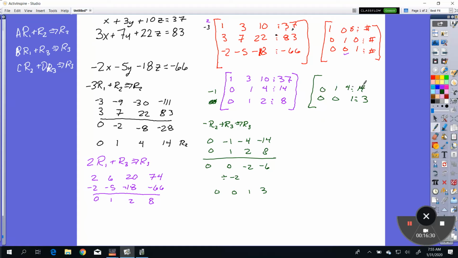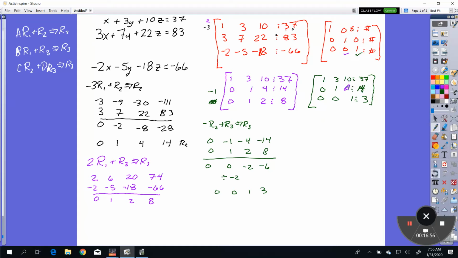That's a 14. 1, 3, 10, 37. Okay, so I've now got to here. I now need to get this 0, that to become a 1, that 0, and that 0. So I have 4 more steps still. So I need this 4.